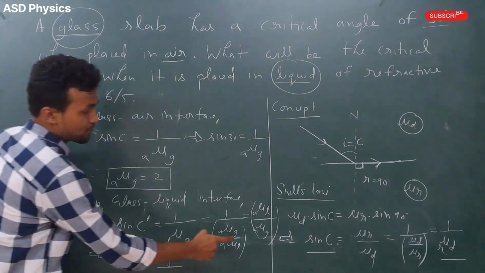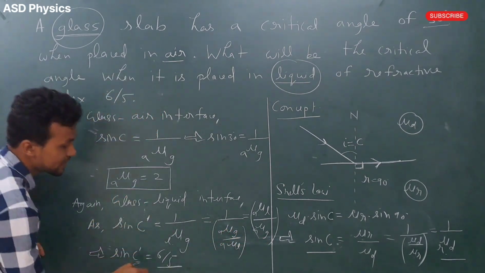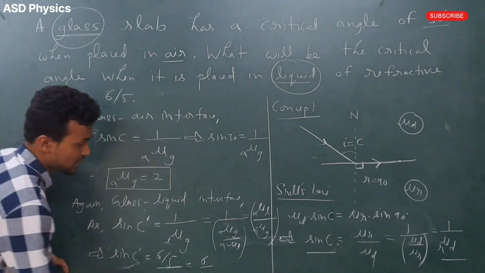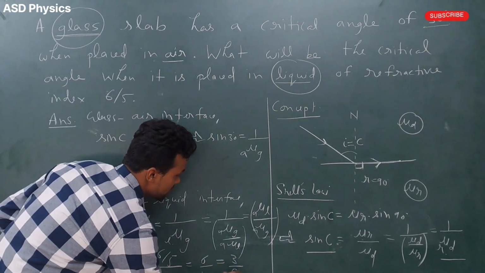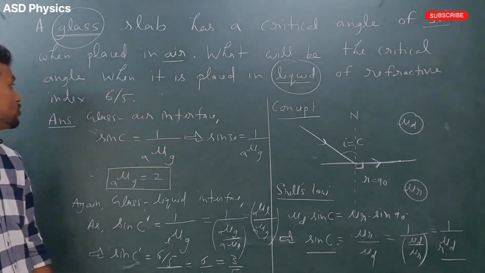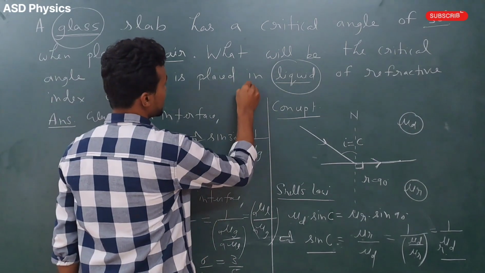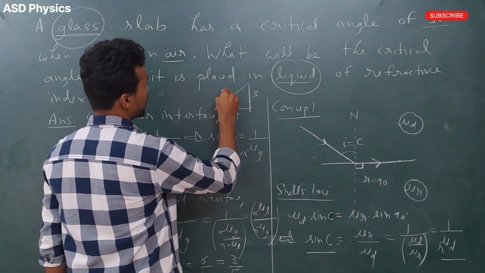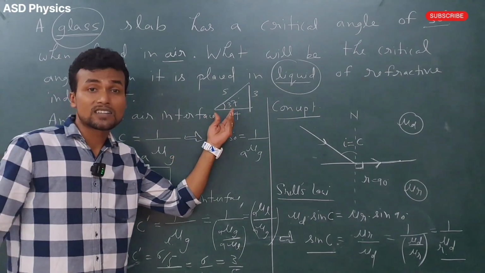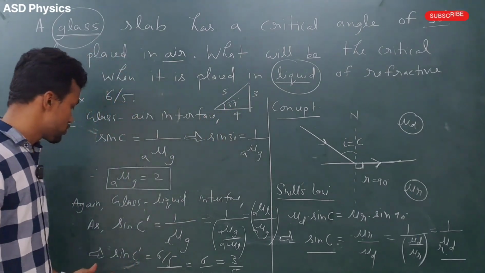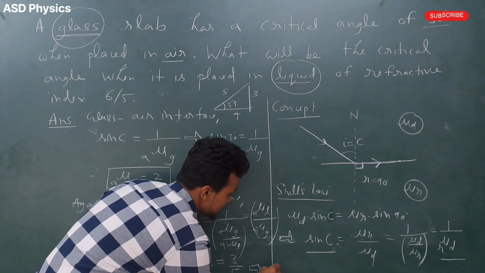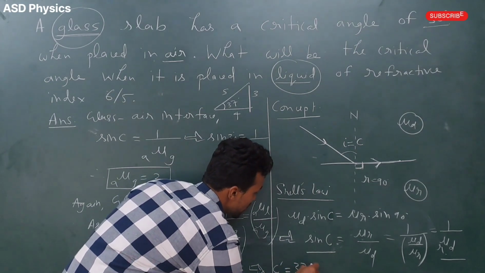And this glass with respect to air, how much we have calculated? 2. So when I will simplify this, it will come 6 by 10. Again, let's simplify more. It will come 3 by 5. So we are getting sin C dash equal to 3 by 5. And we know very well, if the triangle is like this, this is 3, this is 4, this is 5, and this angle is 37 degrees. So we can tell here sin 37 degree means 3 by 5. So here sin C dash equal to 3 by 5. So we can get this C dash value. The new critical angle is going to be how much here?